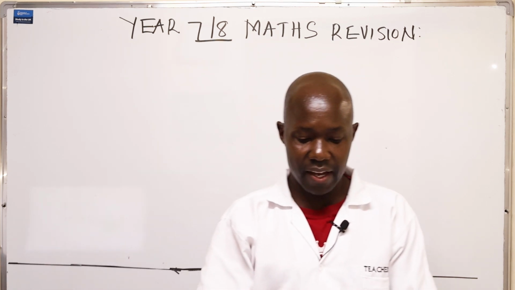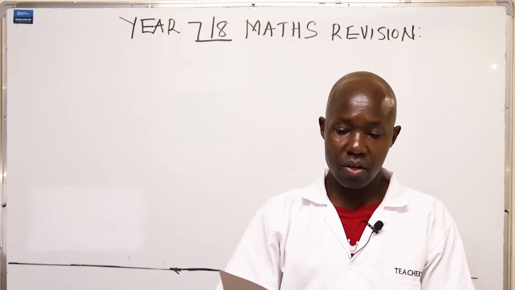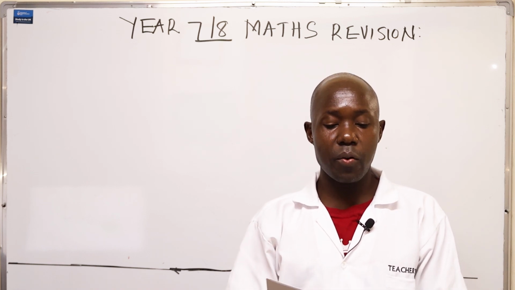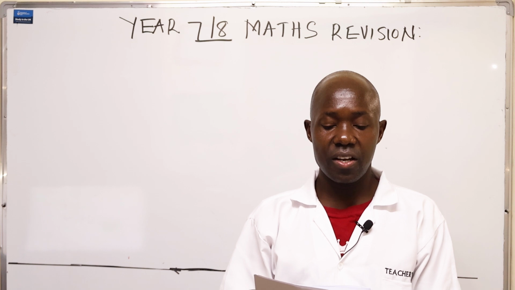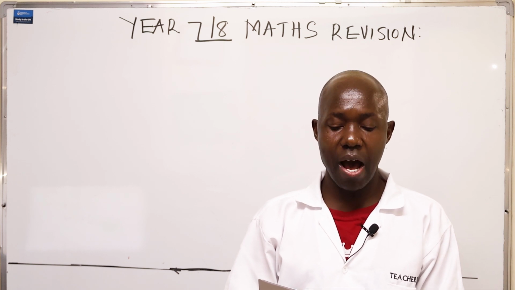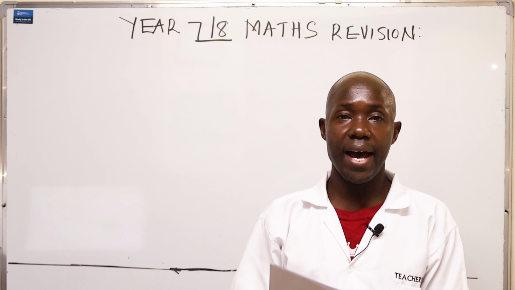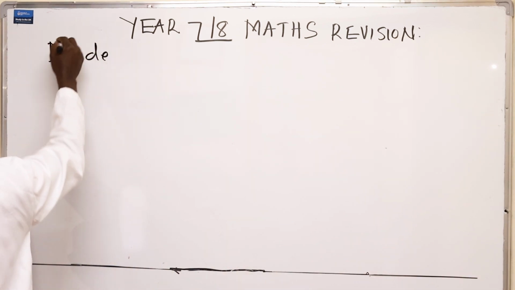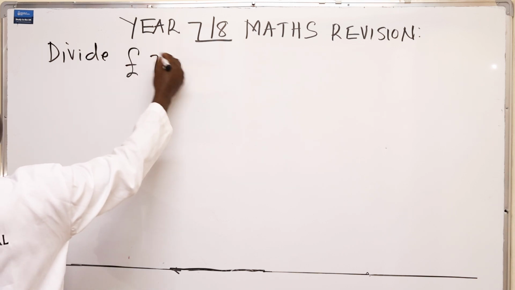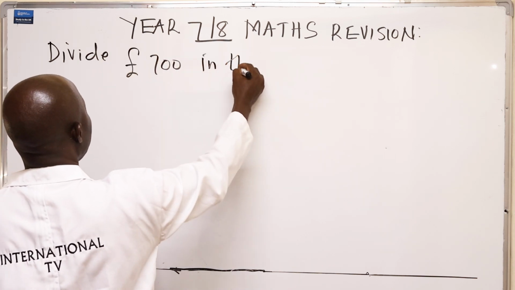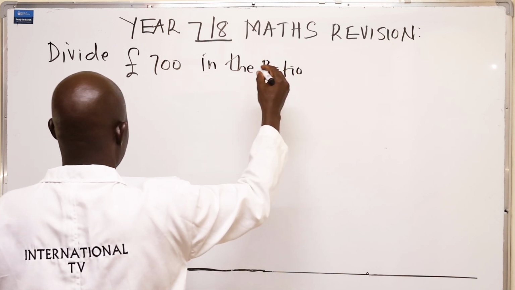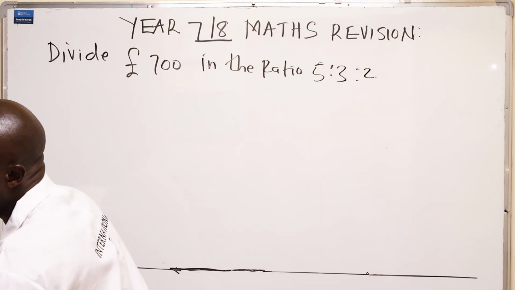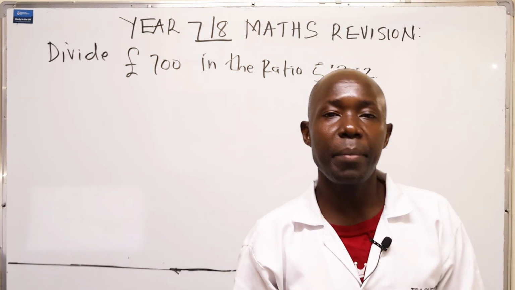Now the next question here that was asked, I'm just trying to revise with you guys some questions in year 7 and in year 8. Now the question here is, divide 700 pounds in the ratio of 5, 3 to 2. Allow me to write that. Divide 700 pounds in the ratio 5:3:2.